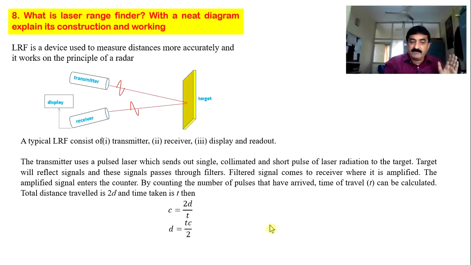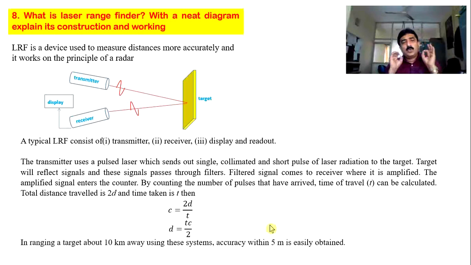accurate distance. In fact, some LRFs are so accurate that they can measure more than 10 kilometer distance with the small error of about 5 meter. 5 meter error is considerable only. When it comes to 10,000 meter, 10 kilometer, 5 meter error is not a big error. So this is about laser range finder and this is about applications of laser.